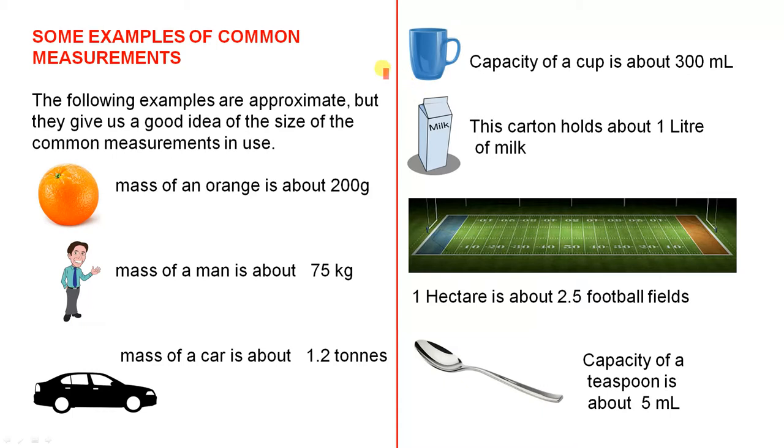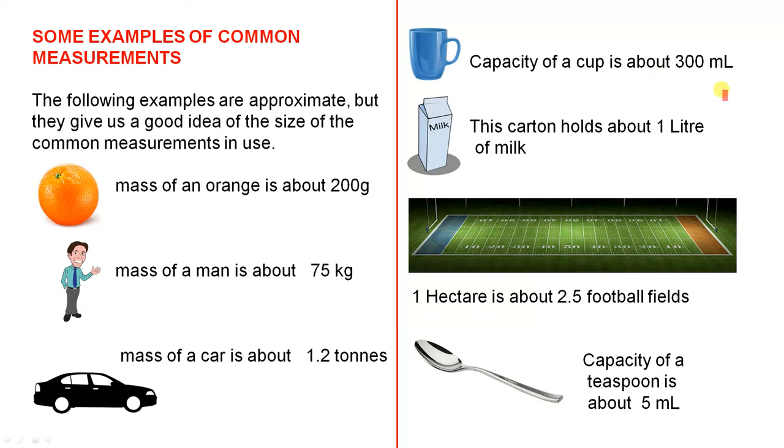Some examples of common measurements. The following examples are approximate, but they give us a good idea of the size of the common measurements in use. If you have an orange, the mass of an orange is about 200 grams. The mass of a man is about 75. That certainly varies, but that gives you an idea. A reasonable car like a sedan is about 1.2 tonnes, so it's quite heavy.